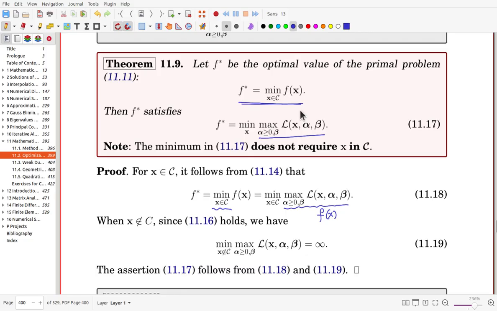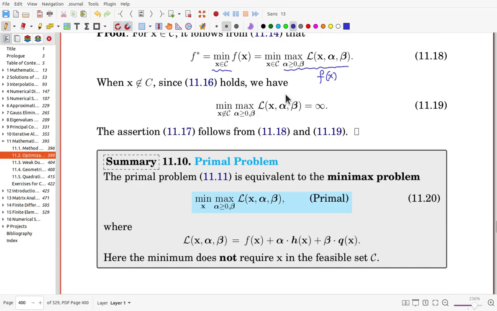So eventually, these two problems are the same. Here, x doesn't have to be in the feasible set. X can be chosen arbitrarily, but this problem will give the same result, the desired result. So that means this problem is the same as the original problem.